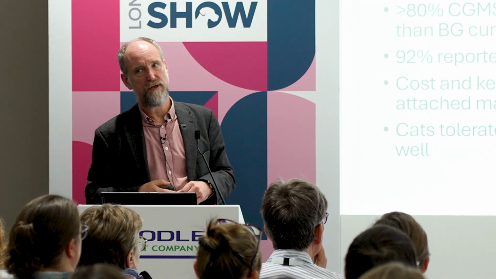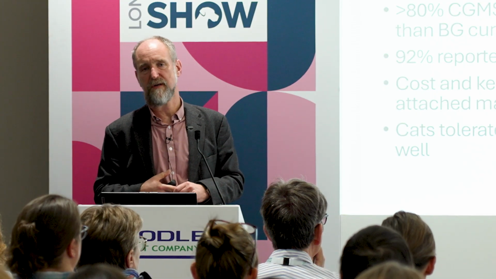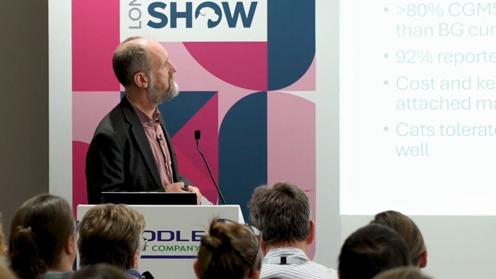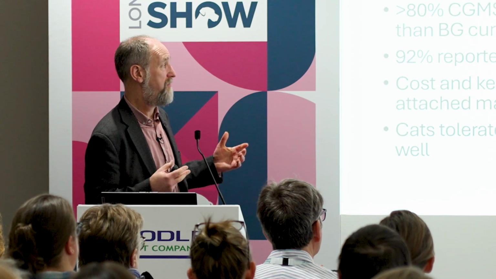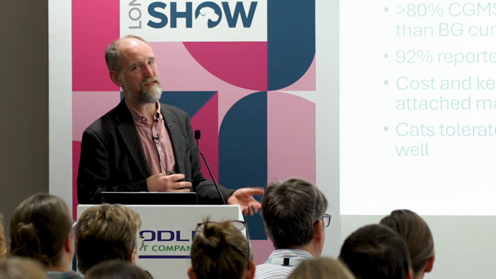These things have been hugely welcomed by owners that have done this. Many owners that were practicing blood glucose curves at home have switched completely to continuous glucose monitoring systems. 92% reported better control. The only real problem was the cost and the idea that actually these sensors fall off.